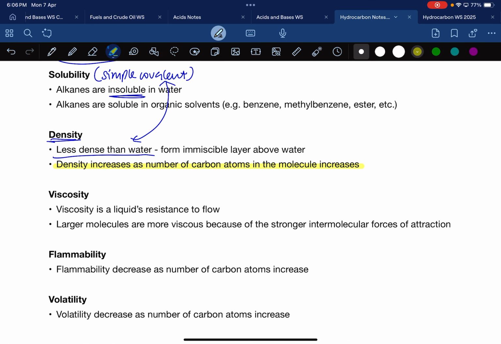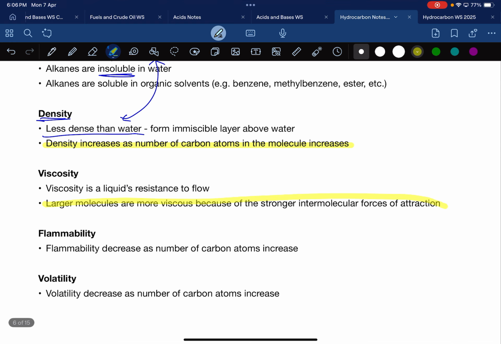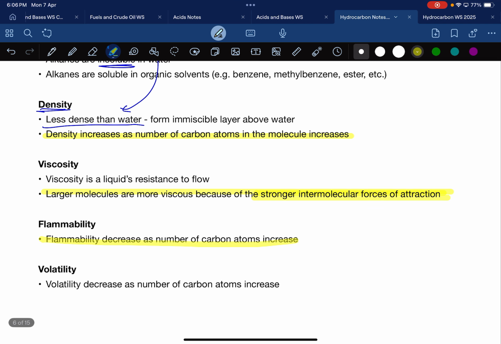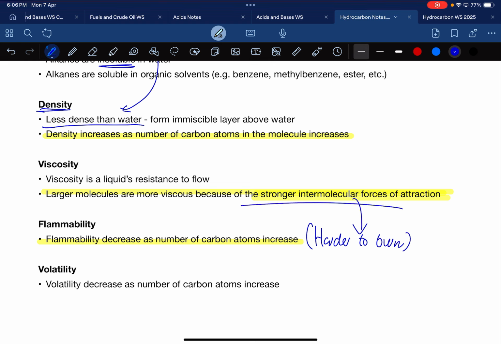Then we have viscosity. We learned about viscosity last week when we talked about how the heavier your fuel is, the more viscosity you have, the greater its resistance to flow. Larger molecules, more viscous because of the strength of your IMFOA. Cool. And we also brought in flammability. Harder to burn. Again, because to burn, you have to break those forces of attraction. If you cannot break, it's not going to burn.